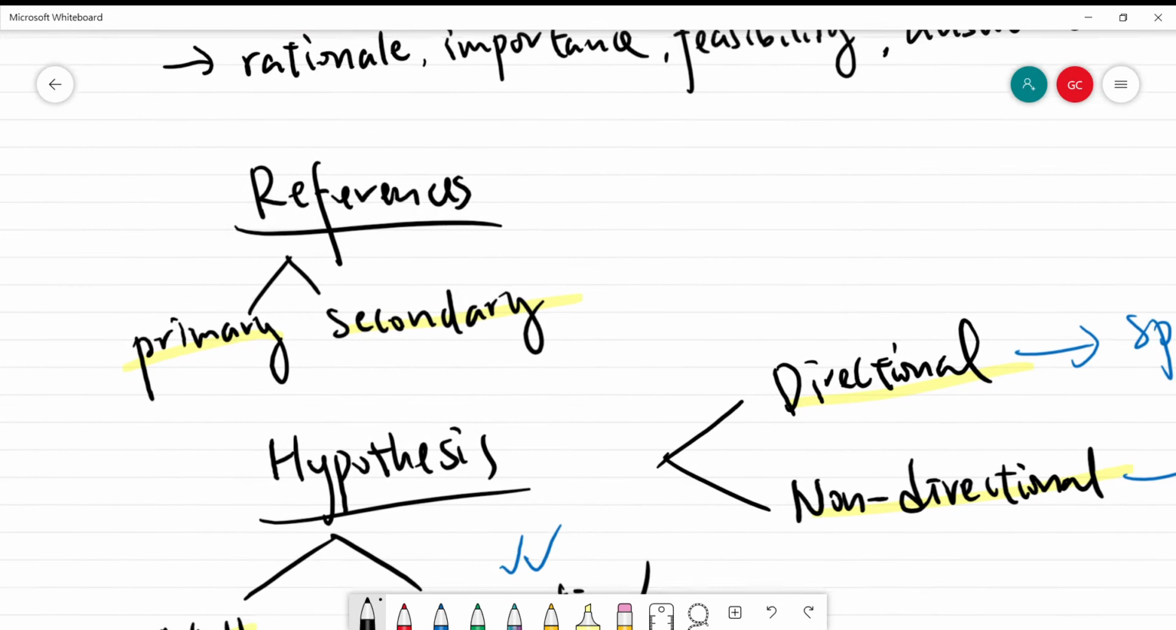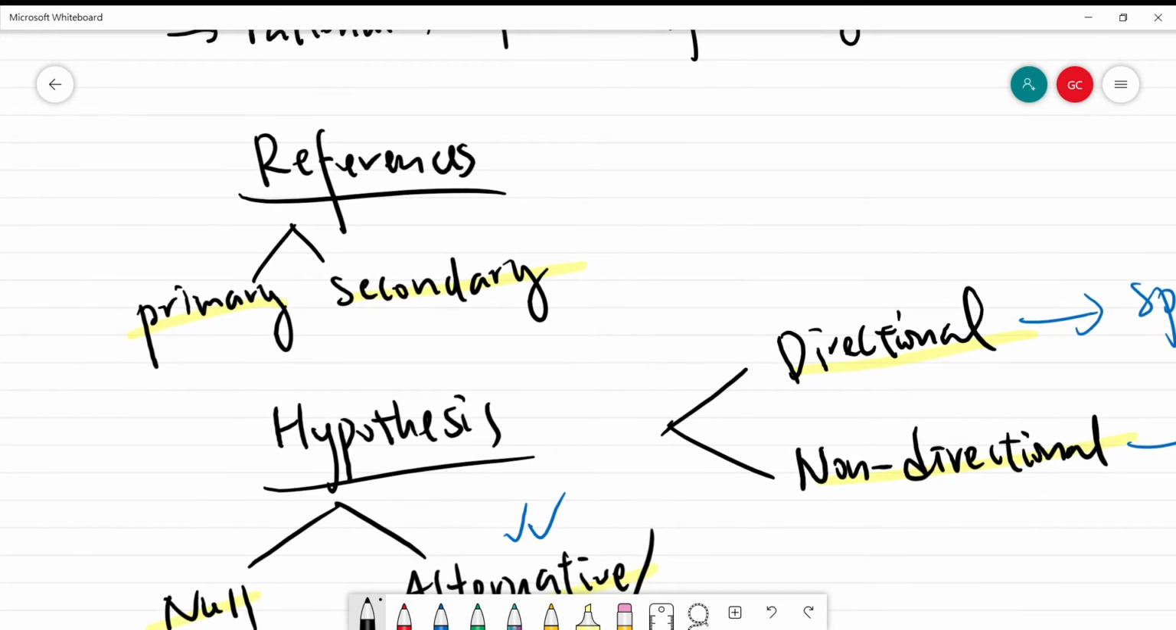So about the references, there are two types of references. First is the primary and the other one is secondary. The primary references is based on your own research and also the result of your some kind of papers. But for the secondary references, it is about the result that you base on others' research outcomes.